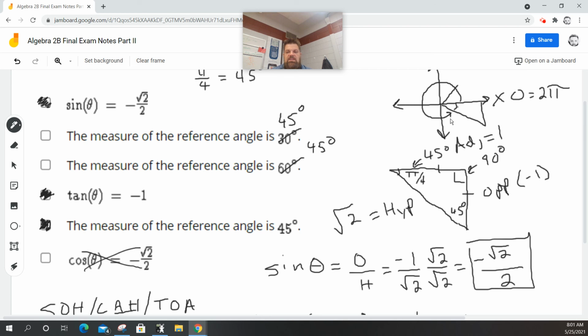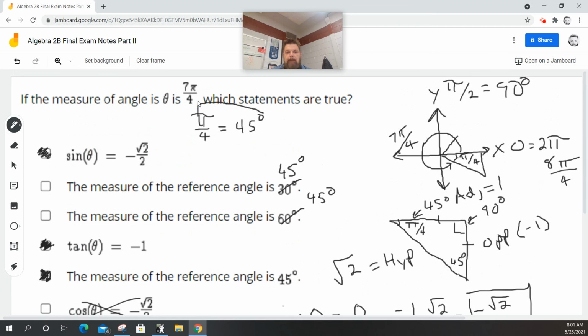So what that means is I rotated around 7 pi over 4. 2 pi is the same as 8 pi over 4. So I rotated around. What was I left with here? Pi over 4. And pi over 4 is 45 degrees. And that's it.